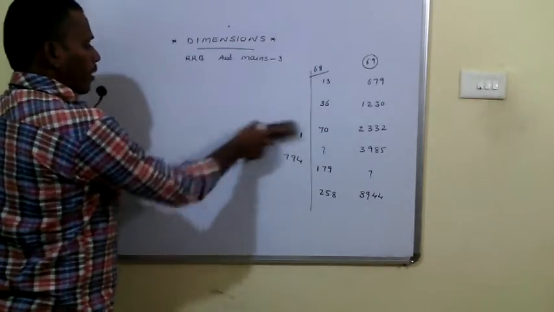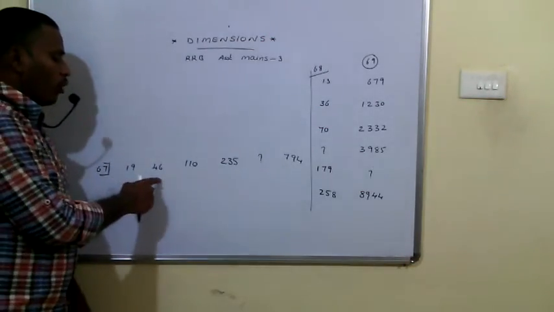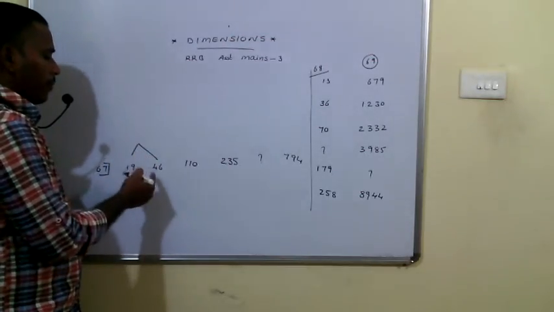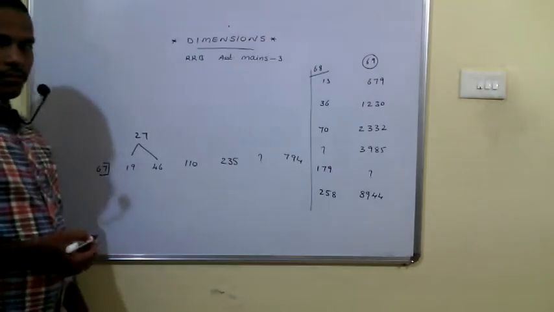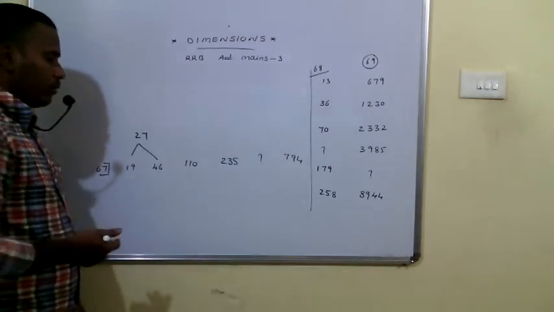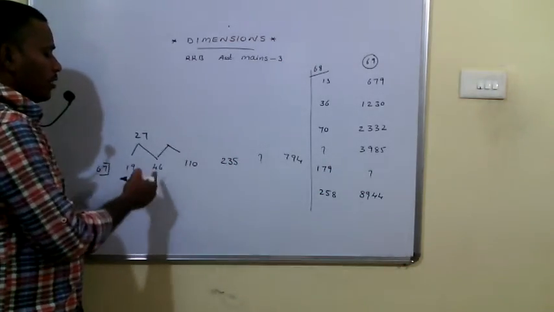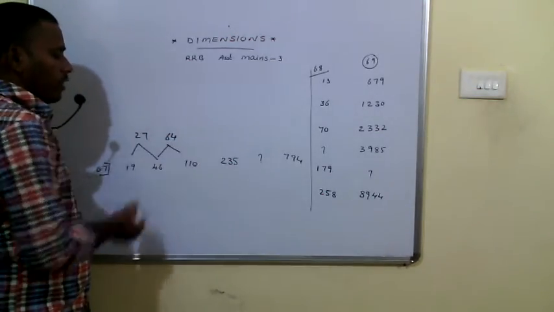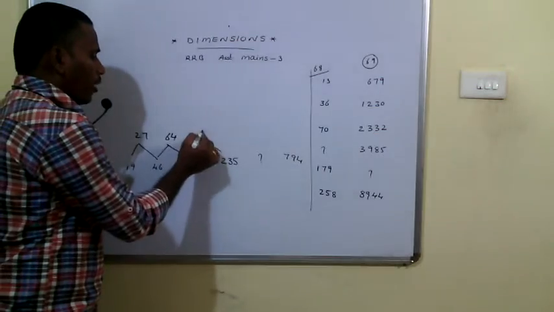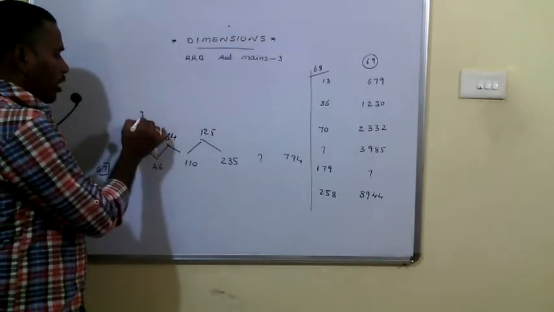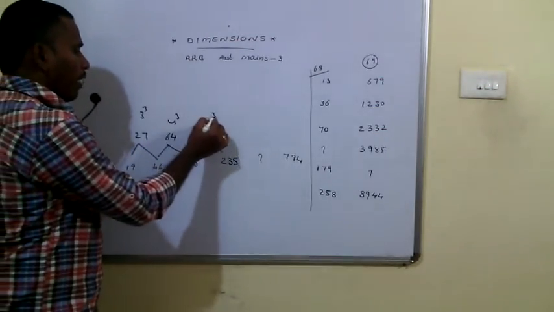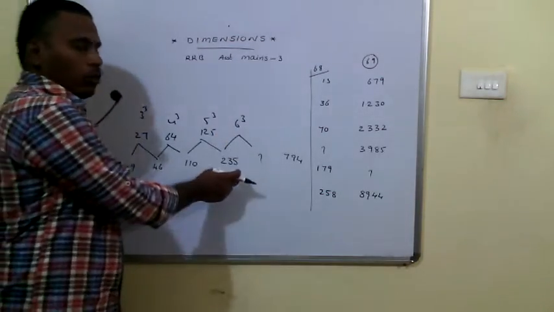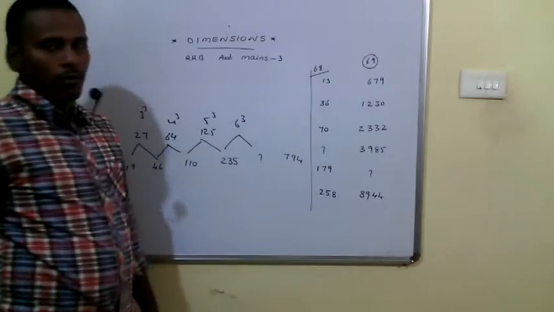Then coming to 67: 18, 46, 110 like this. So now if you observe, the difference is 27, so 39 plus 7. Now coming to here, the difference is 46 and then 110, which is nothing but 64 is the difference. And here 125 is the difference. So 3 cube, 4 cube, 5 cube. So surely this will be 6 cube, 216. So 235 plus 216 is the missing term of the series.